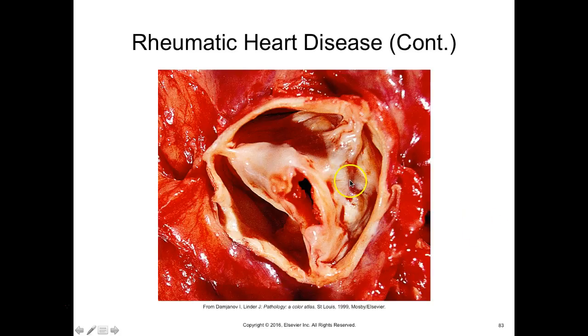All right, so here's showing rheumatic heart disease. Here's one of the valves. I can't tell really. This might be tricuspid. It might have 3 cusps. It's kind of hard to tell because of the inflammation. But this is not a normal looking valve.